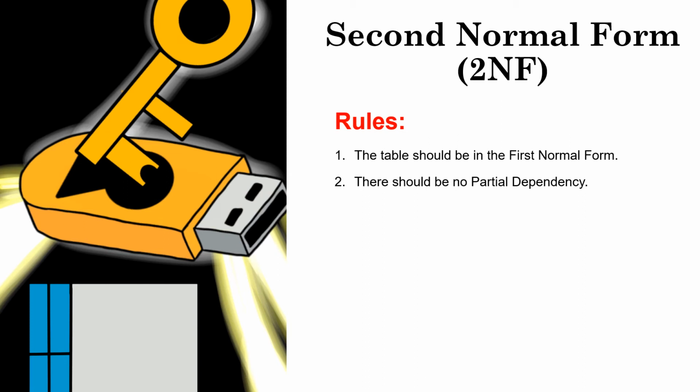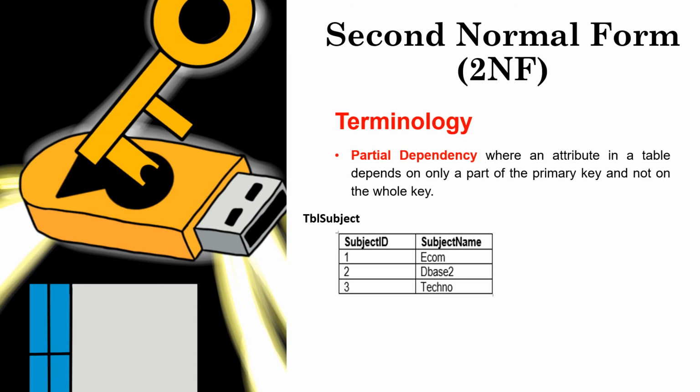How about the second normal form? There are only two rules. First, the table should be in the first normal form. And the second one, single column primary key, or there should be no partial dependency. So what is partial dependency? Partial dependency is where an attribute in a table depends on only a part of the primary key and not on the whole key.